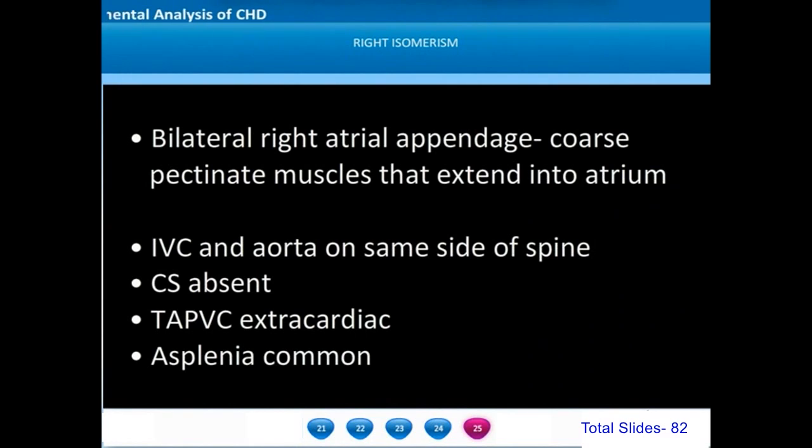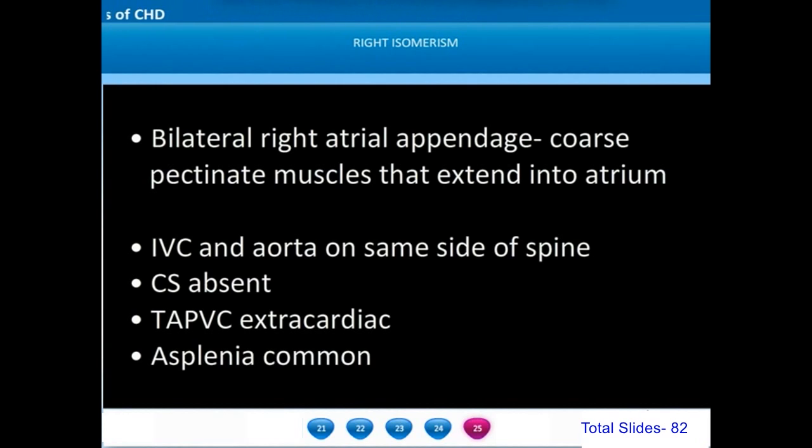Contrary to the previous condition, isomerism of left atrial appendages, the other ambiguous situs will be right isomerism. In this example, both the atrial appendages will have the morphology of right atrial appendage. There will be coarse pectinate muscles that will extend from the atrial appendage into the atria. In almost all these patients, the inferior vena cava and abdominal aorta will be on the same side of the spine. In all these patients, the coronary sinus will be absent.